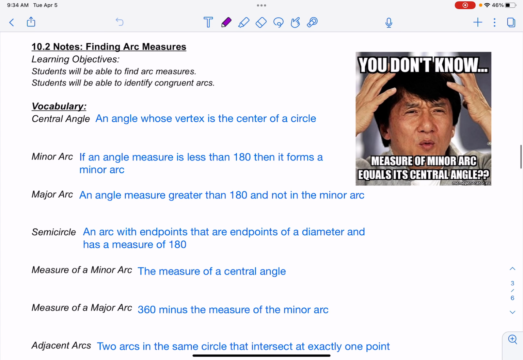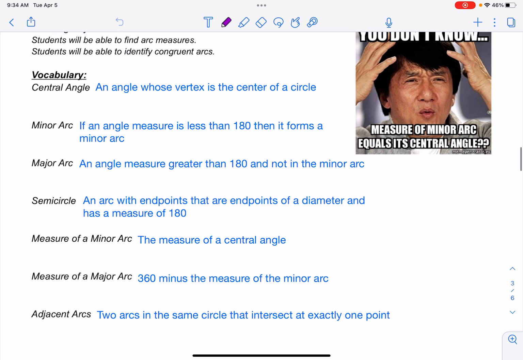Alright guys, so today we are going to be continuing our journey with circles. Today is going to be all about finding arc measures. In order to get into that, we first have to go over some definitions. So I have them all listed out here.